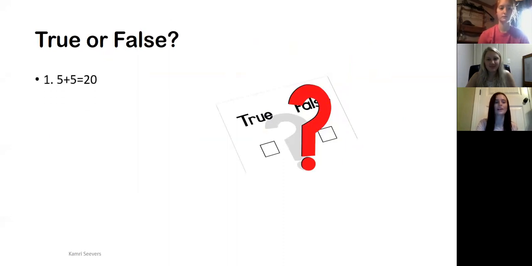Number 1 is 5 plus 5 equals 20. False. True or false? Correct. Number 2 is 6 plus 7 equals 13. True. Good job. Number 3 is 2 minus 1 equals 1. True.